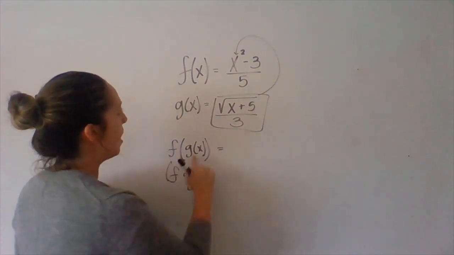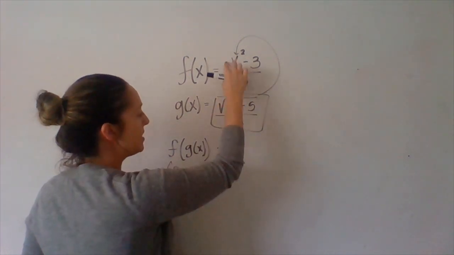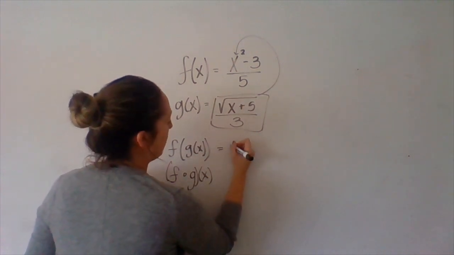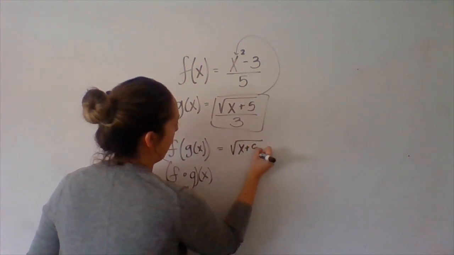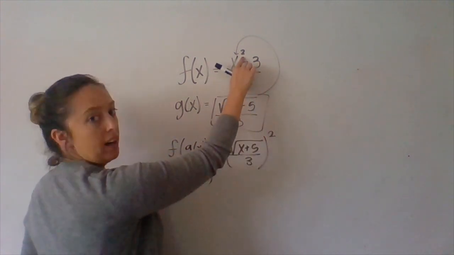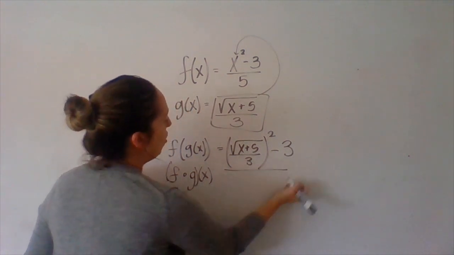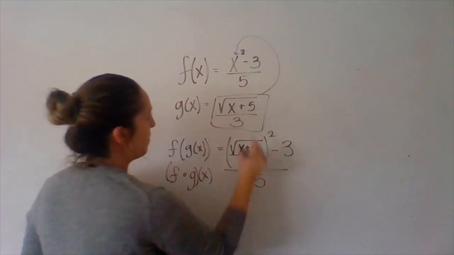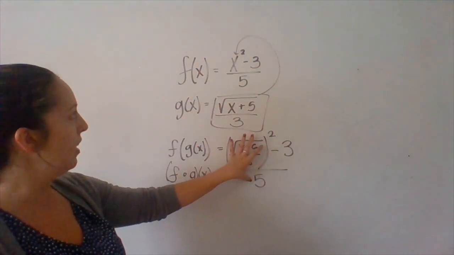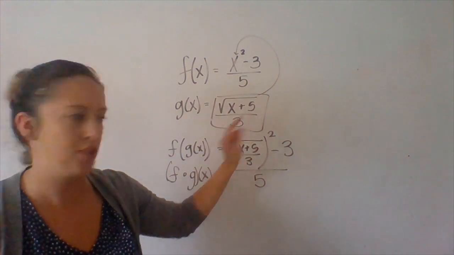Okay, so here I'm going to start by writing my f of x. I immediately hit my x, so instead of this x, I'm going to replace it with this whole g of x expression. So I have square root of x plus 5 over 3, squared, from here again, going back up here, minus the 3, over that original 5. Okay, so everything about this one is represented in here. The only difference is that the x has been replaced with my g of x function.